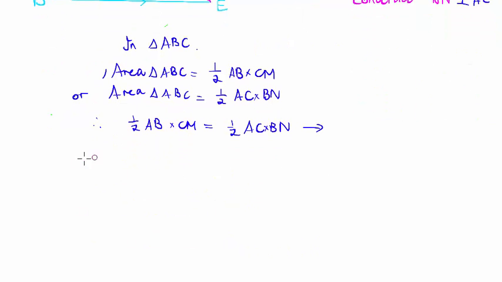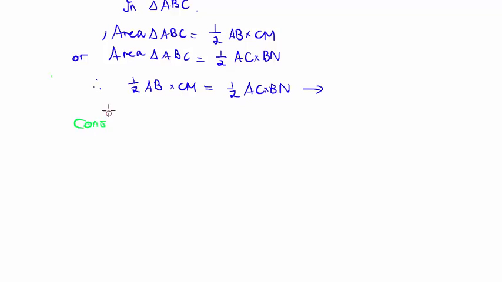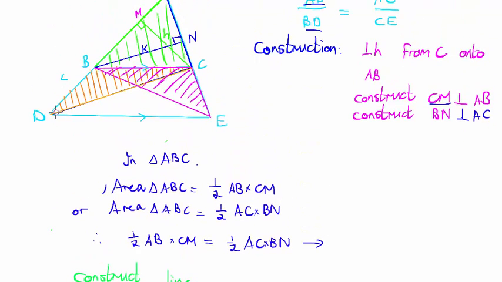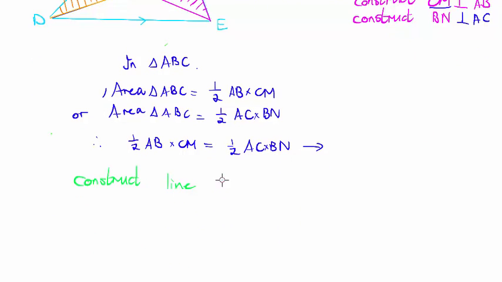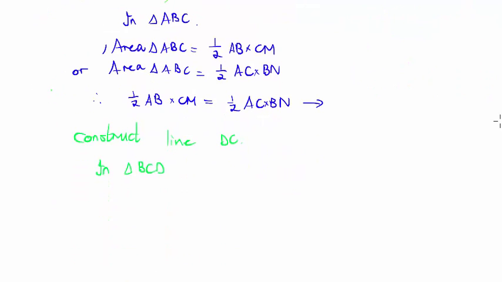So now I need a new construction. I haven't done that yet. Construct line DC. Now I have a new triangle, and that's now called triangle BCD. We now have that the area of triangle BCD is now equal to a half.